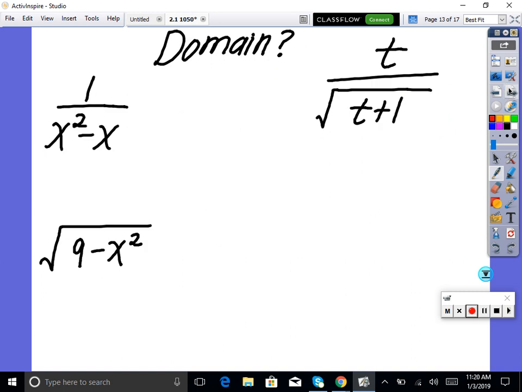All right, this is why I don't have to go through these. It's up to you guys. Do you need to see a couple more advanced domains, or are you good?